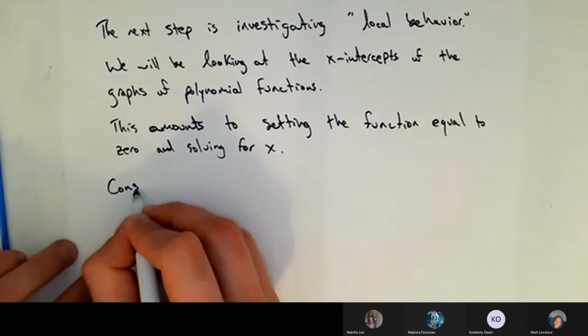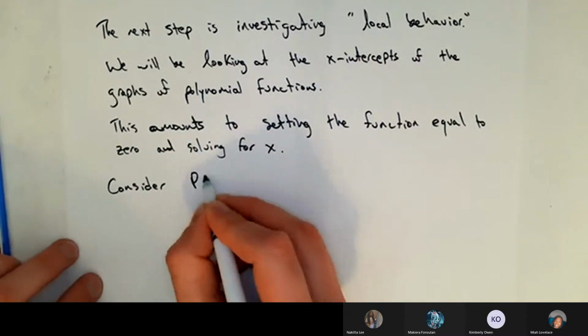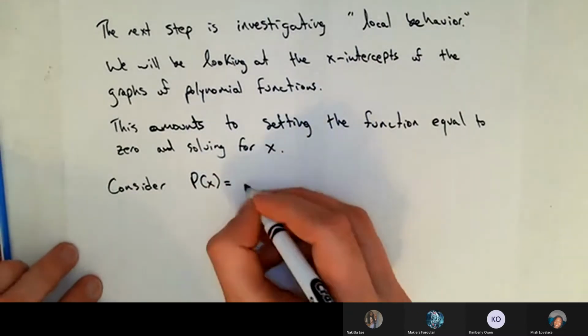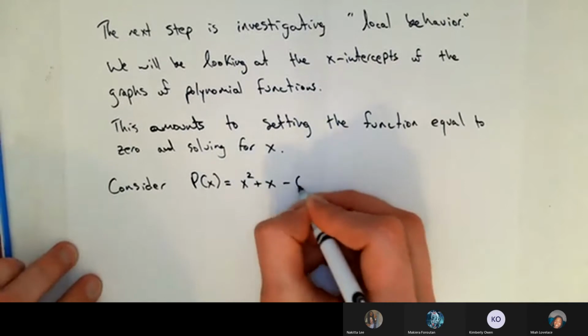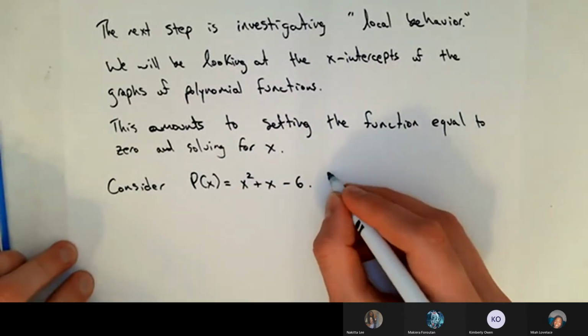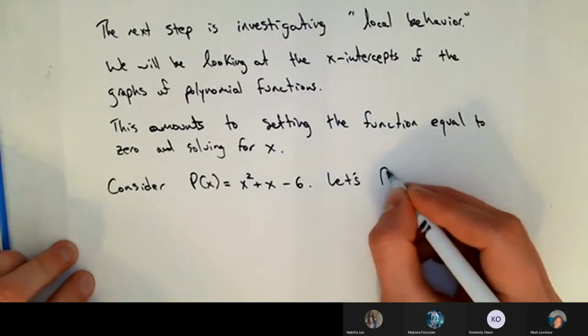So let's consider as a quick example, p of x equals x squared plus x minus 6. Let's find the x-intercepts.